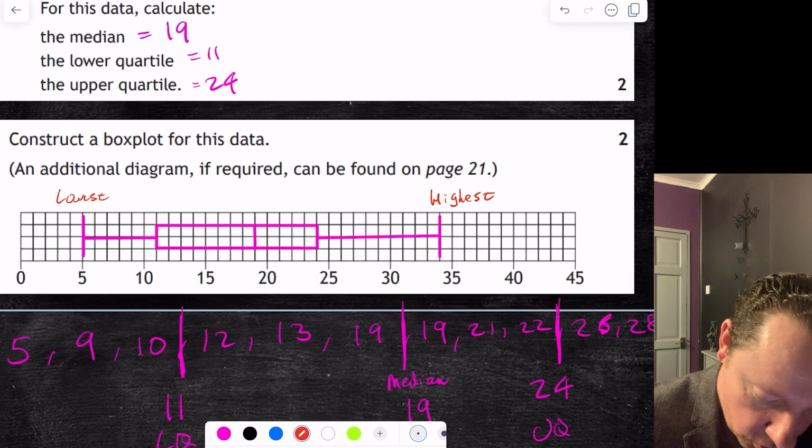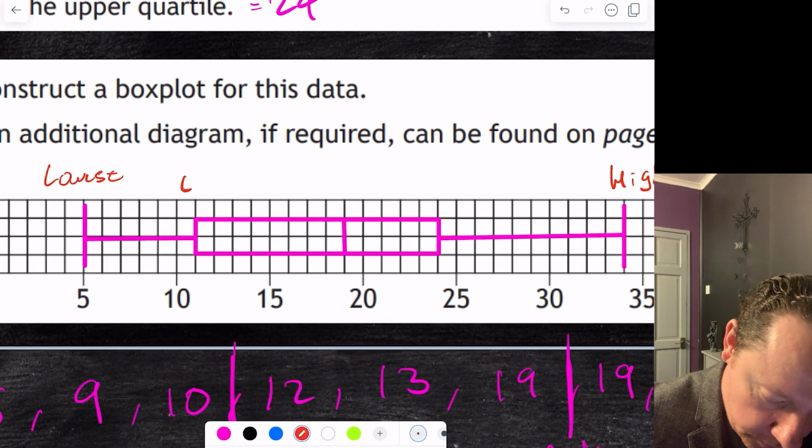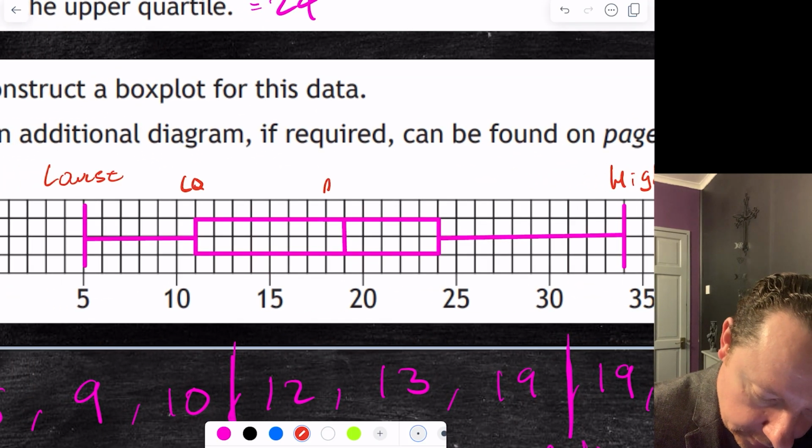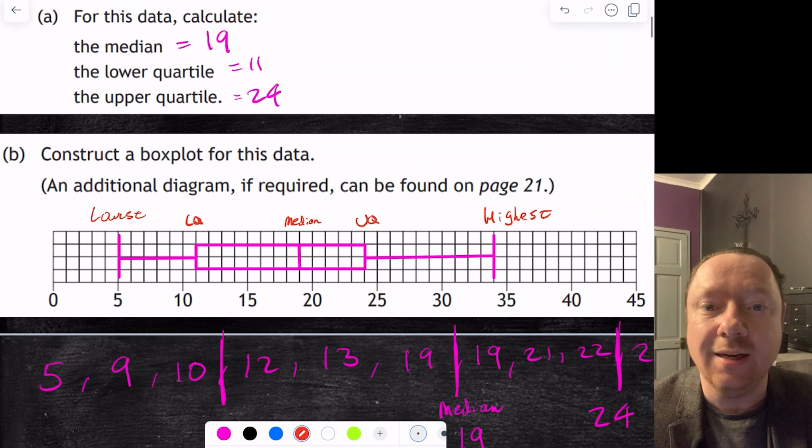And then we've got our lower quartile, our median, and our upper quartile at the end. So we're showing that we know exactly what all these numbers are, and we're done there.